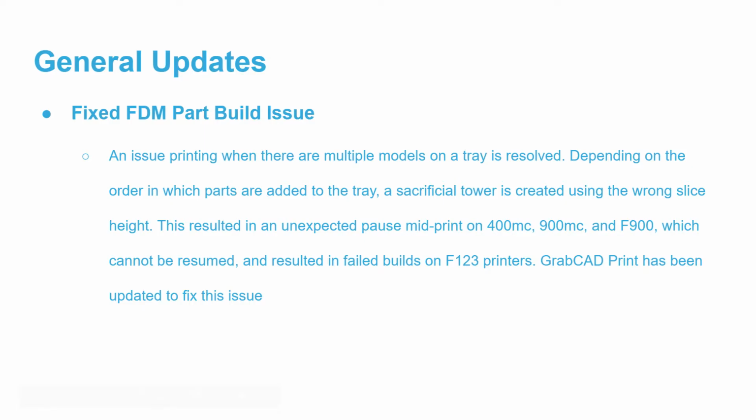And lastly, we have Fix FDM Part Build Issue. An issue printing when there are multiple models on a tray is resolved. Depending on the order in which parts are added to the tray, a sacrificial tower is created using the wrong slice height. This resulted in an unexpected pause mid-print on 400 MC, 900 MC, and F900, which cannot be resumed, and resulted in failed builds on the F123 printers. GrabCAD Print has been updated to fix this issue.